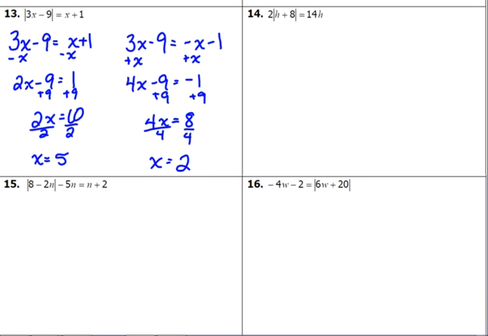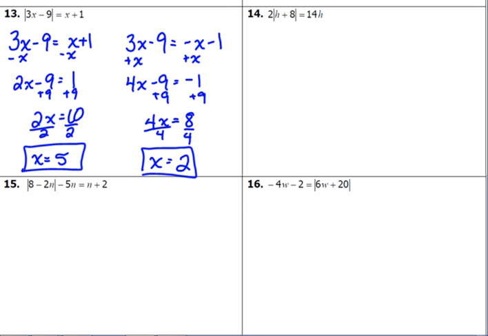So let's check 5. We've got 15 minus 9, that's 6. Absolute value of 6 is 6. 5 plus 1 is 6. So 5 is good. How about 2? 3 times 2 is 6. 6 minus 9 is negative 3. Absolute value of negative 3 is positive 3. 2 plus 1 is positive 3 as well. So both of these work out.